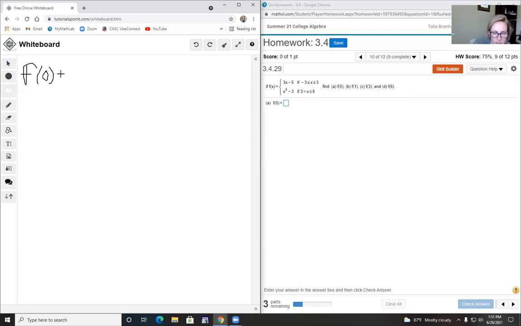Okay, so f of 0, we're looking at this. This means x equals 0. So which one does 0 fall under? -3 is less than or equal to x, which is less than or equal to 3, or x is between 3 and 6. So we're going to use the top one, because 0 is between -3 and 3.